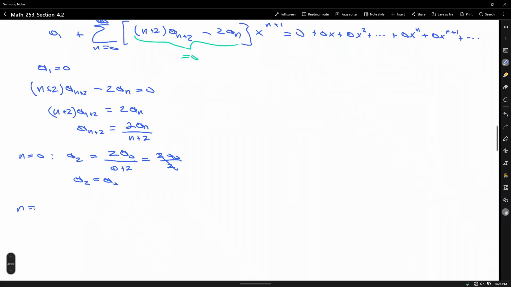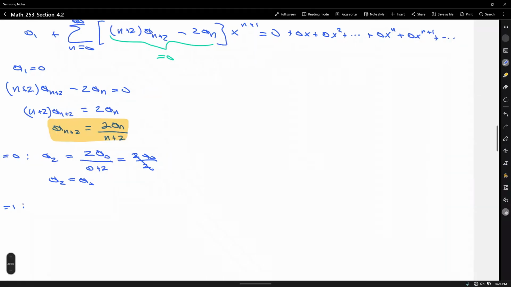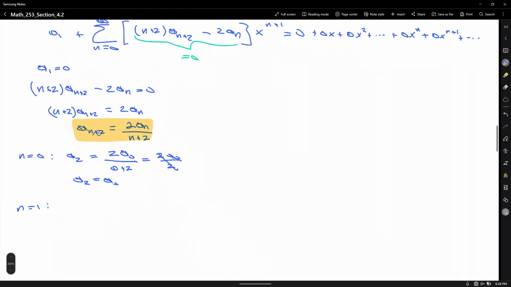So let's continue. N equals 1. Let me actually highlight the recurrence relation so you can see where we are, what we are using to generate these coefficients. So that'll be a sub 1 plus 2. Is that a sub 3? That equals 2 times a sub 1 over 1 plus 2, which is 2/3 a sub 1.